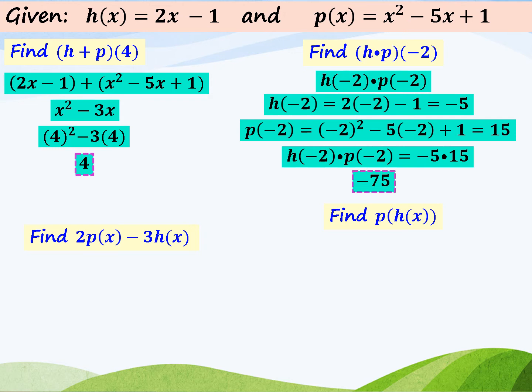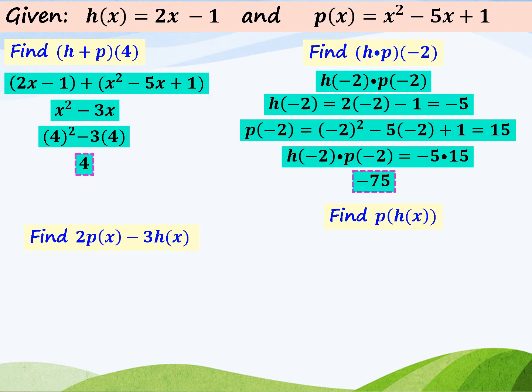Well, that's 2 times negative 2 minus 1. So negative 4 minus 1 is negative 5. Then I did p of negative 2. So that became negative 2 squared minus 5 times negative 2 plus 1. Well, negative 2 squared is 4. Negative 5 times negative 2 is 10. So 4 plus 10 is 14 plus 1 is 15.